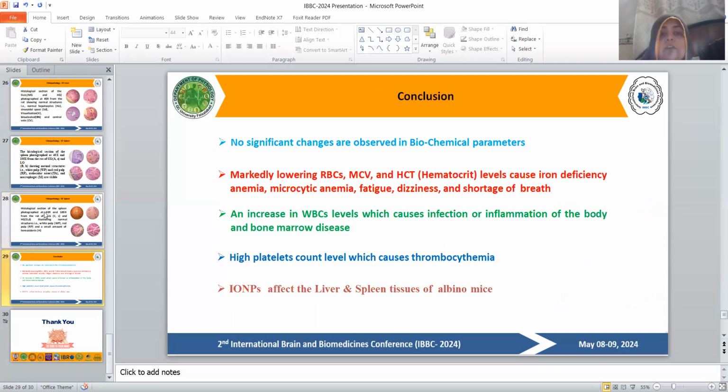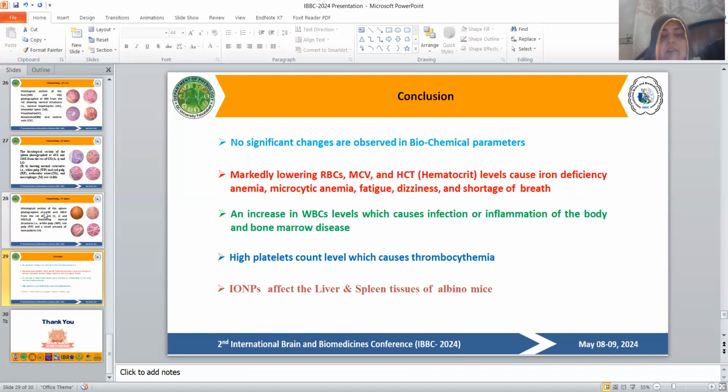Conclusion. No significant changes were observed in biochemical parameters. Similarly, markedly lower RBCs, MCV, and HCT levels cause iron deficiency anemia, microcytic anemia, fatigue, dizziness, and shortness of breath, while an increase in WBC level causes infection or inflammation of the body and bone marrow diseases. High platelet count level causes thrombocythemia.